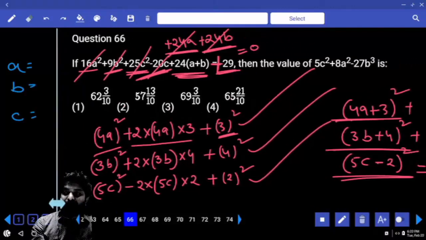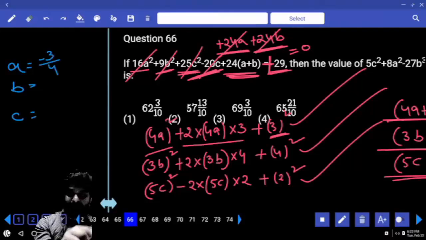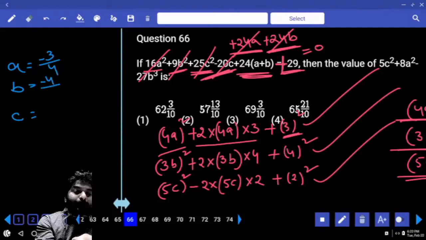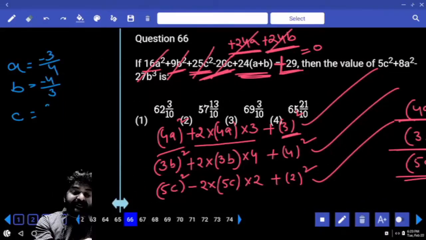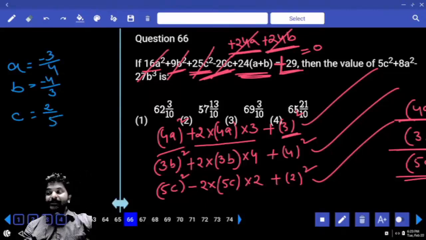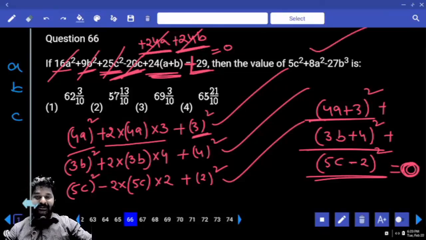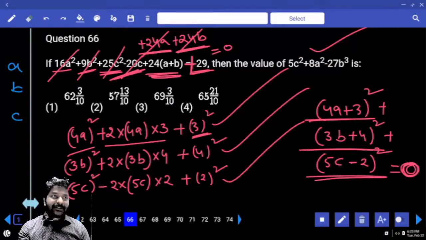4a plus 3 is 0, then a is equal to minus 3 by 4. 3b plus 4 is equal to 0, b is equal to minus 4 by 3. 5c minus 2 is equal to 0, c is equal to 2 by 5. Now you need to substitute the values of a, b, c in the equation. Can you do that? Shall I go to the next question?